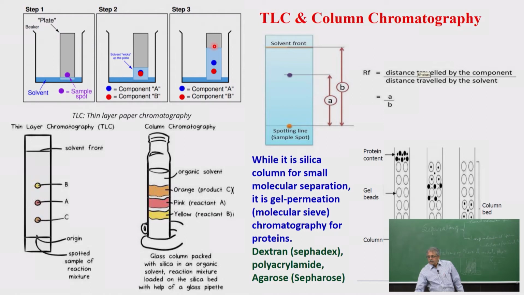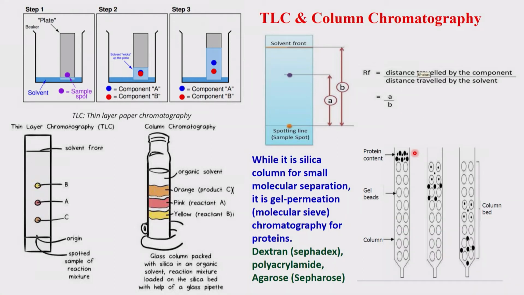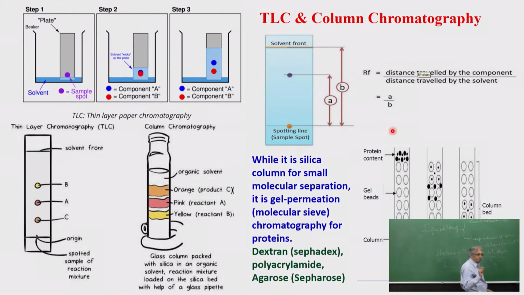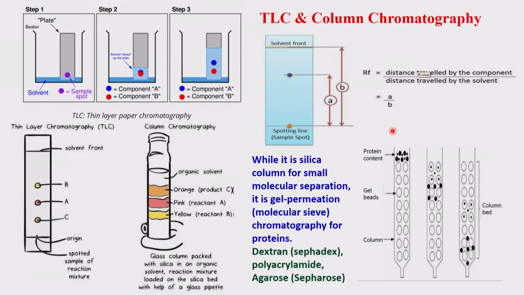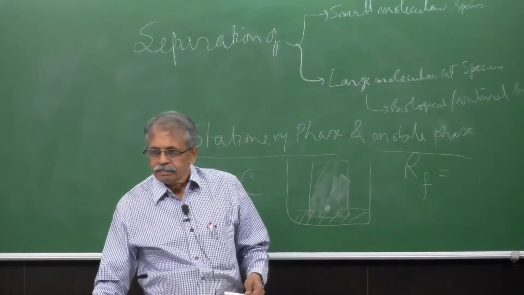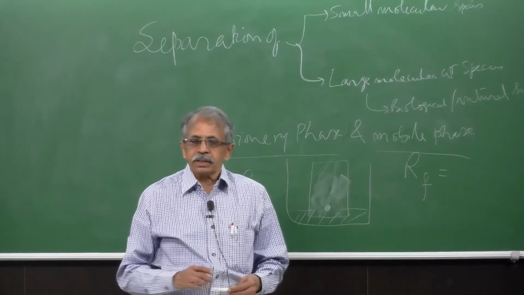So the solvent distance you take in the denominator, and the distance your compound has moved in the numerator. This ratio is the RF factor, as they call it. In this particular case, you are looking at component A, and the solvent is B, so A by B. This is going to differ for different compounds, so your RF values will differ for different compounds. Therefore, using that, you can separate them. It is not necessarily 2; you can have 3, you can have 4, etc.